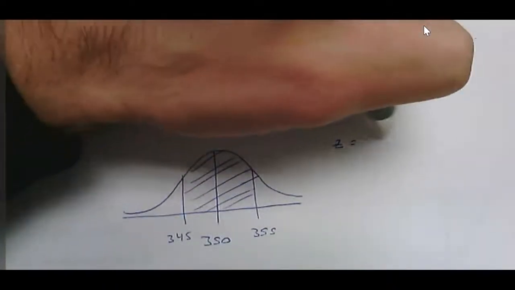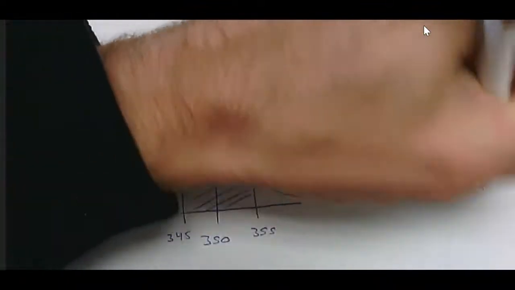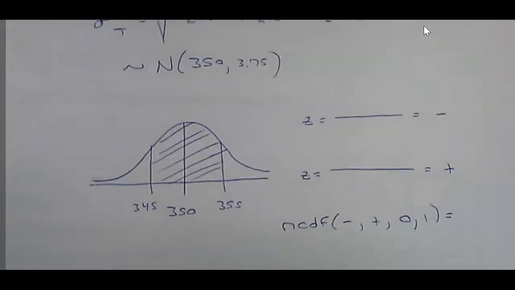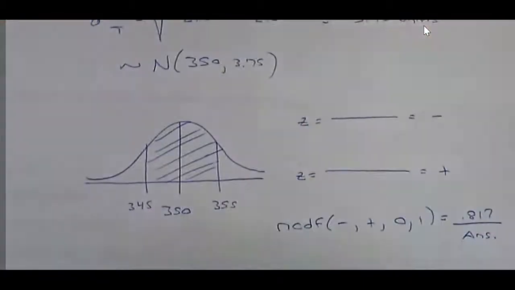So I'd get a z-score for 345. That would end up being negative. The z-score for 355 would end up being positive. And then I would do normal CDF from that negative z-score to the positive z-score with the mean of 0 and 1, because I'm using the standard normal distribution. And this would be my answer, that area under the curve. It ends up being about 0.817, depending on rounding, if you do go through this.